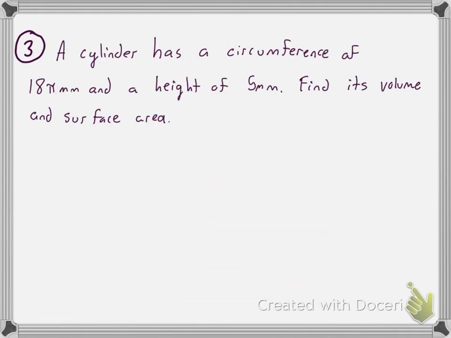The last problem that we're going to look at is by far the most difficult. Again, key here, just stay organized with your work, and remember, I need my radius and my height. Once I have that, I'm in the home stretch. So in number 3, a cylinder has a circumference of 18 pi millimeters and a height of 5 millimeters. I want to find its volume and surface area. So again, what I got to ask myself is, what do I need to solve for volume and surface area of a cylinder? I need the radius and the height.